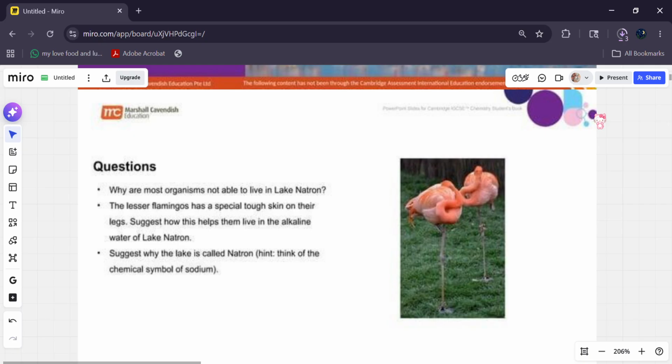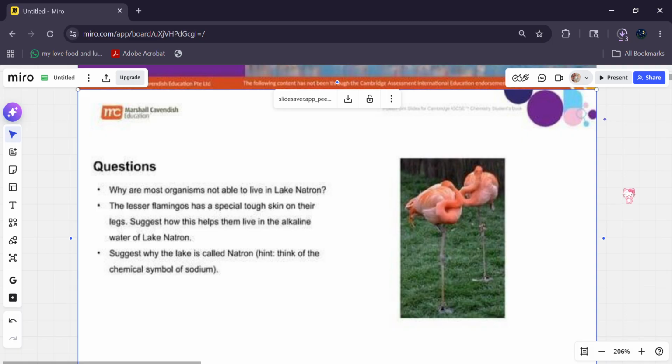Now, Lake Natron, found in northern Tanzania, contains water that is so corrosive it can burn people's skin. The water is corrosive due to the alkaline substances present. Although the harsh conditions of the lake make it uninhabitable for many organisms, the lake is an important breeding site for lesser flamingos as the alkaline water keeps most predators away.